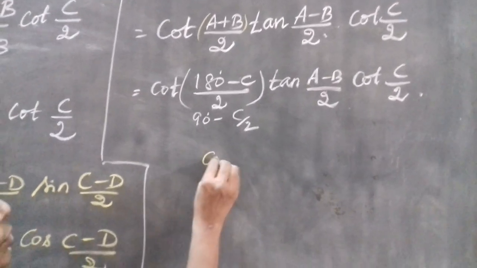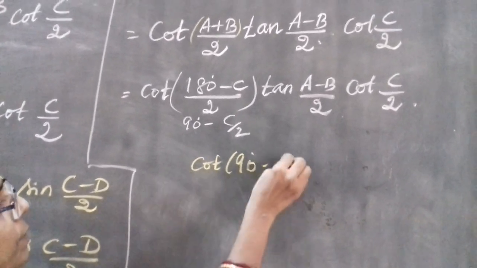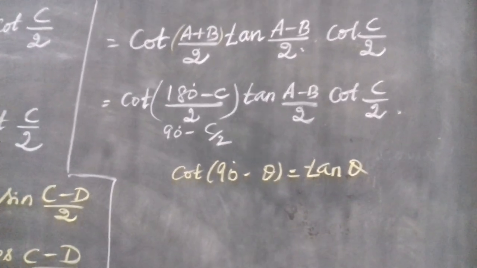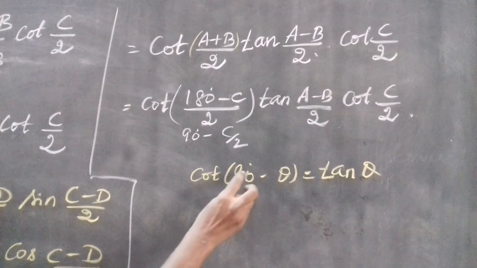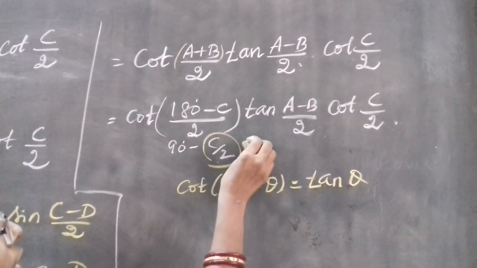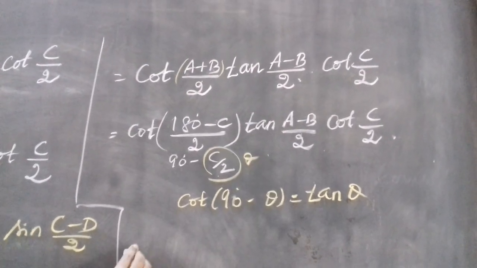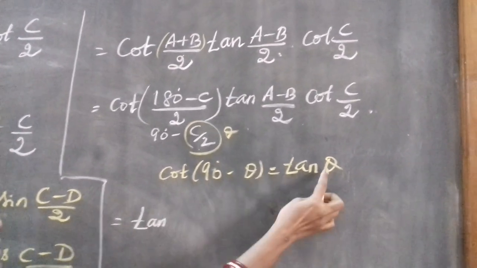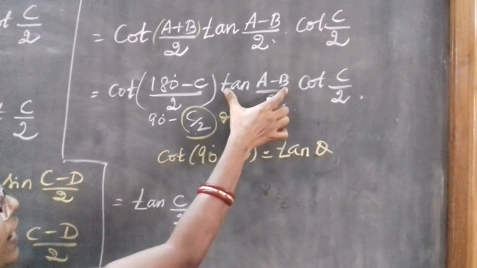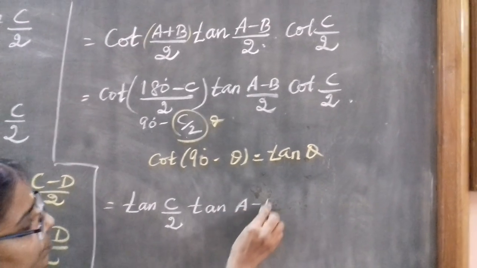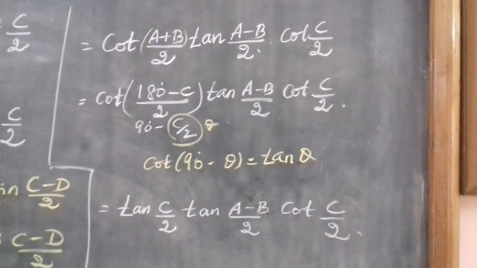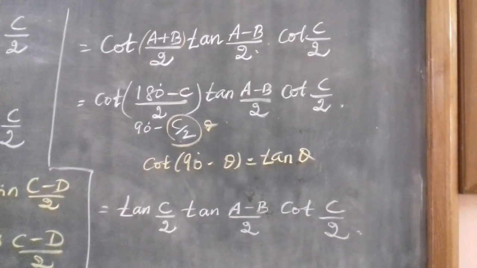And you know the identity, the formula: cot of 90 minus theta is tan theta. What is the identity? Cot of 90 minus theta is tan theta. And in the place of theta, you have C by 2. So write tan C by 2 into tan (A minus B)/2 into cot C by 2. Almost we have got the proof. Almost we have got the left hand side.